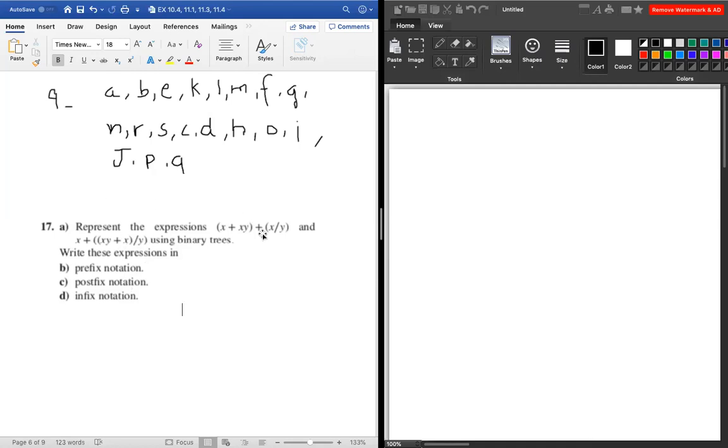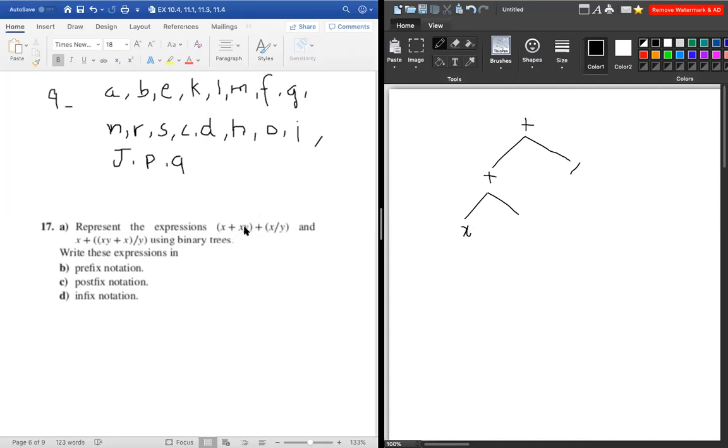First of all, let's only take one. For example, we can take this one. When we take this one, let's try to draw the graph here. The binary tree for this one will look like this: there is this plus, and then there is this plus, and then there is a division, and then this x comes here.